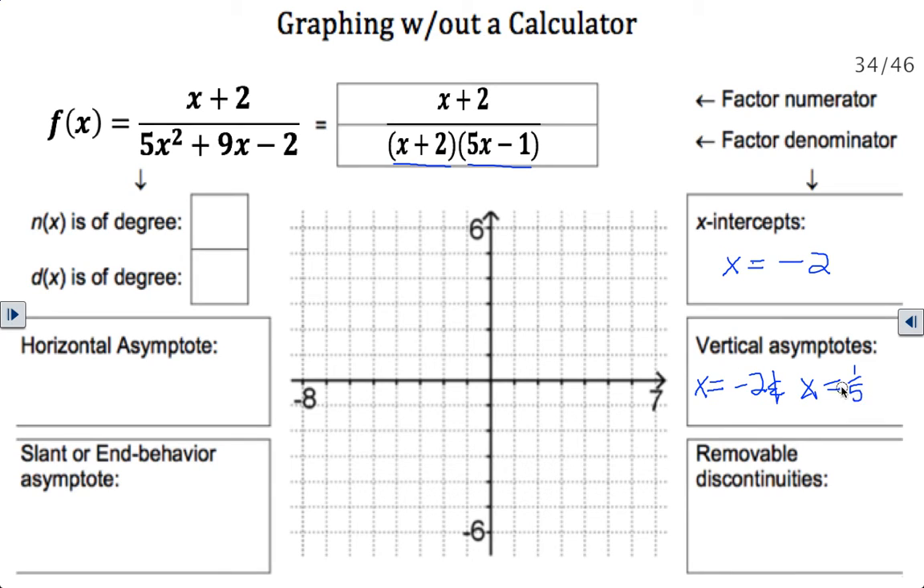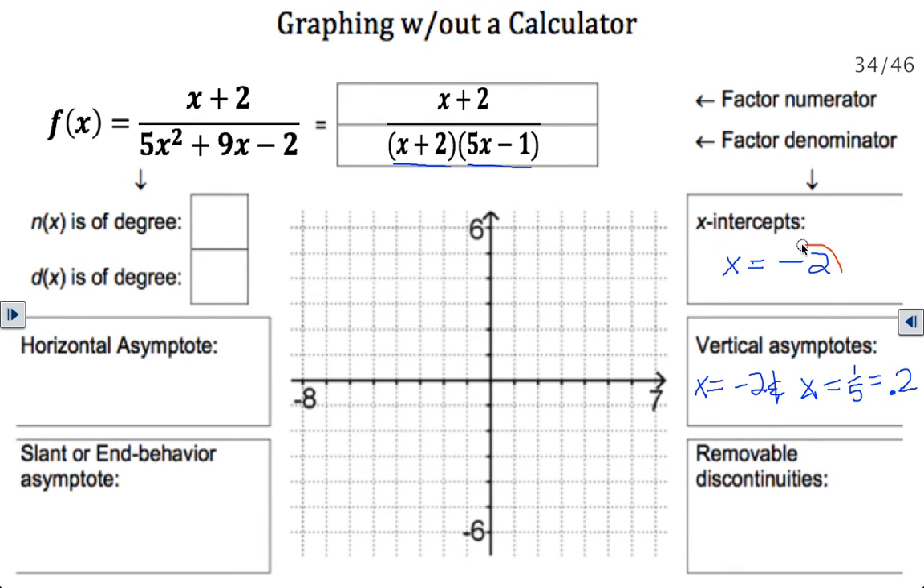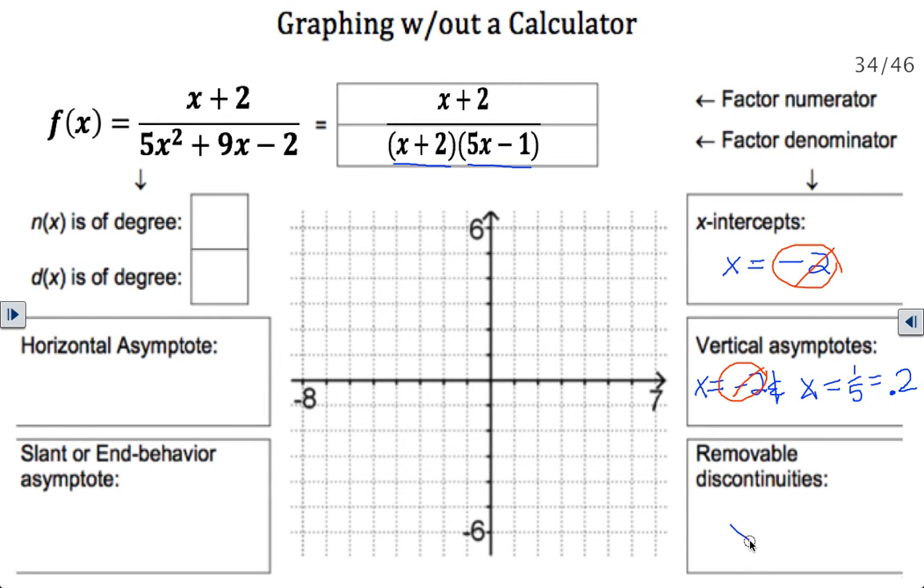Okay. Now, it might help you to know that 1/5 is equal to 0.2. So on the test, we should have some scientific calculators to use. Okay. Notice that I have x equals negative 2 both for an x-intercept and a vertical asymptote. That is not possible, so I'm crossing those numbers out there. And then my removable discontinuity is going to be at x equals negative 2.